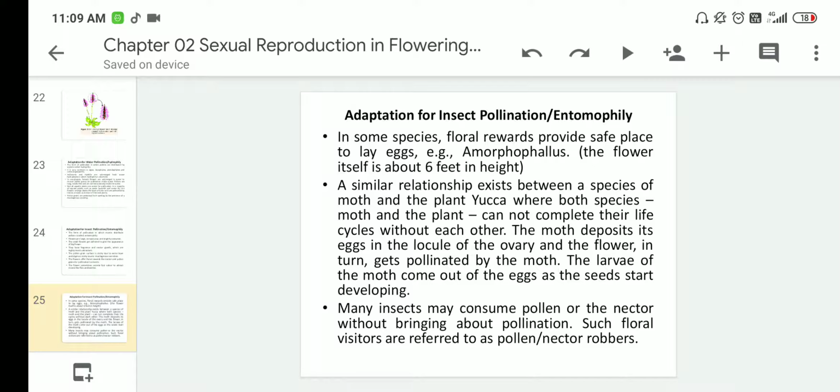Many insects may consume pollen or the nectar without bringing about pollination. Such floral visitors are referred to as pollen or nectar robbers. This is the drawback of the system.